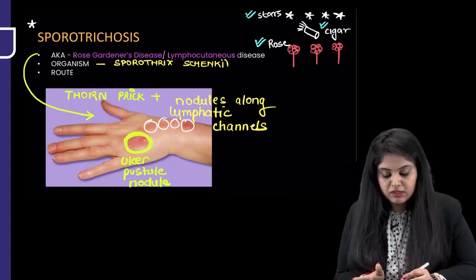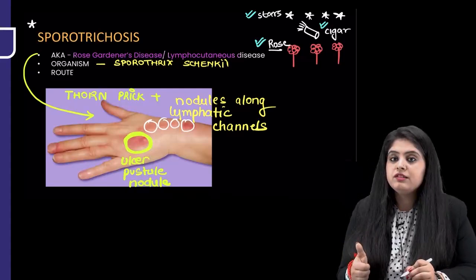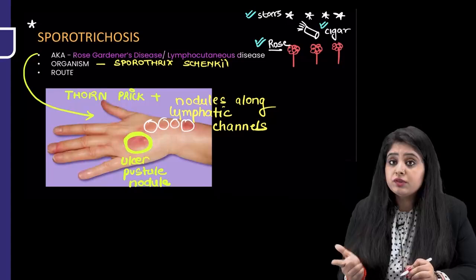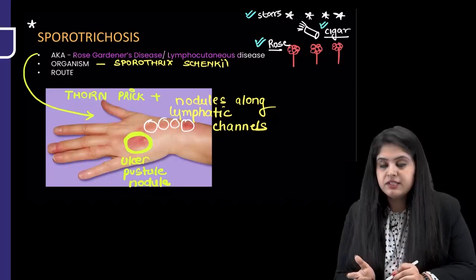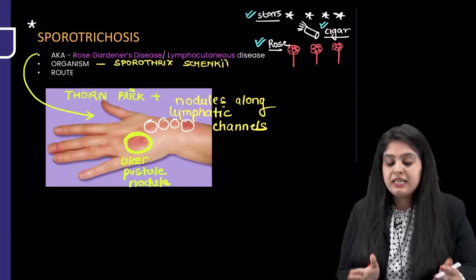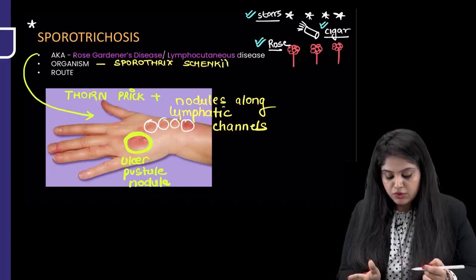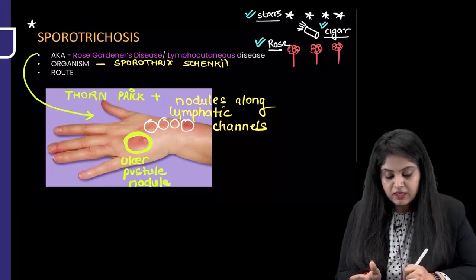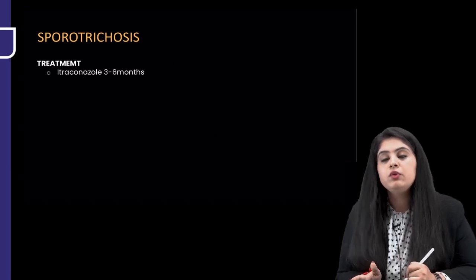Because firstly, you see the presence of a rose, so it's a rose gardener's disease, a lymphocutaneous disease. You see rosettes of conidia, a cigar in the hand, so a cigar-shaped body, and stars in the sky, so an asteroid body. That is what you need to know about sporotrichosis. Having said that, please remember the treatment is again going to be the azoles, like you studied throughout the dimorphic fungi, that is itraconazole.